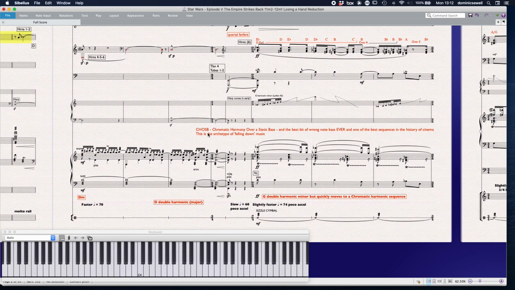So then I've talked about chromatic harmony over a static bass. CHOSB. Let's please not use that. That's a silly thing to say, isn't it?